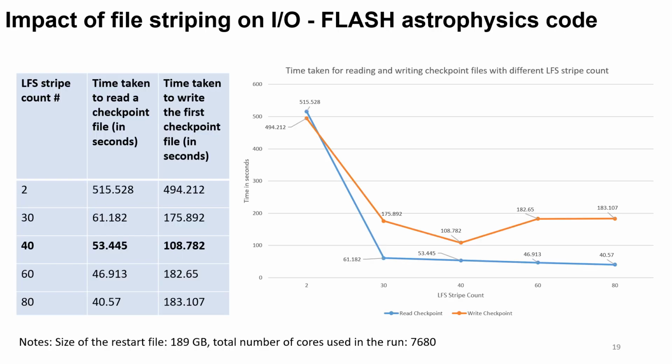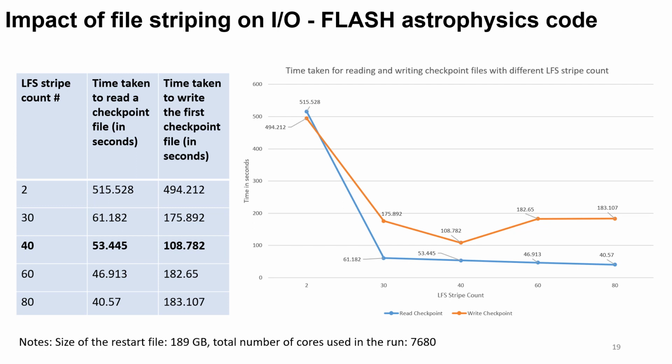Now let us consider a case study of the Flash astrophysics code. With this code, we will demonstrate the impact of striping on the time taken for doing the I/O and the health of the general file system. A few years ago, we had a user who was running the popular Flash astrophysics code.